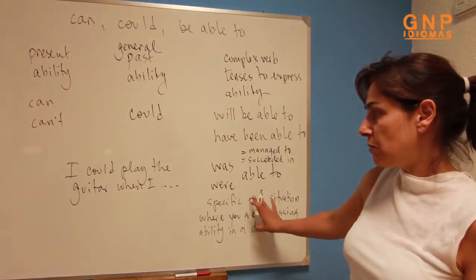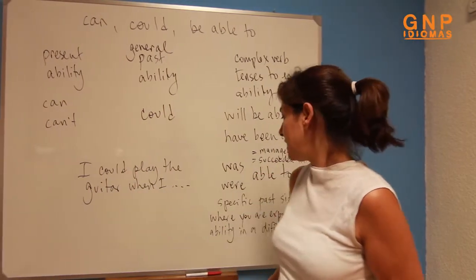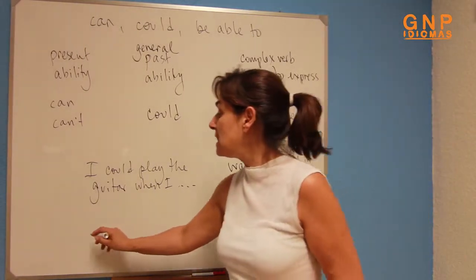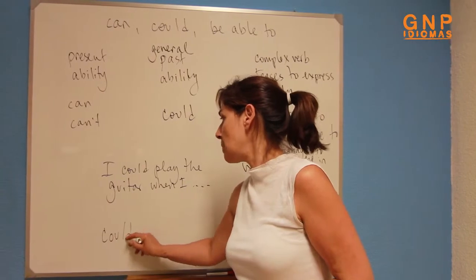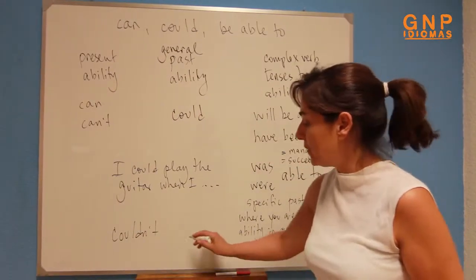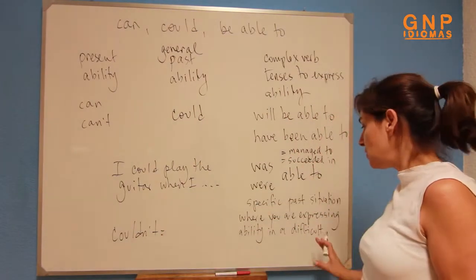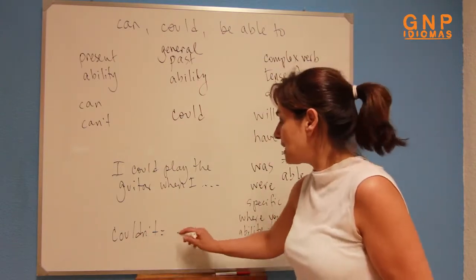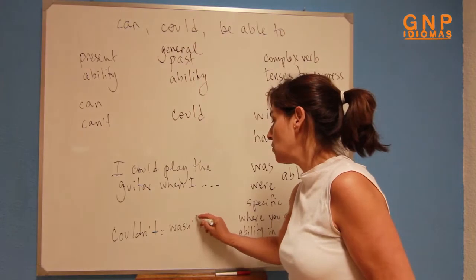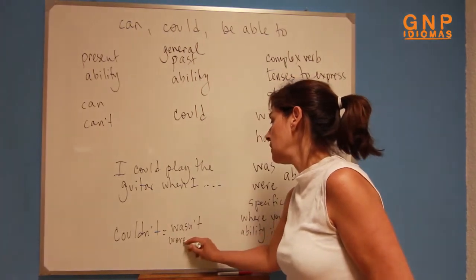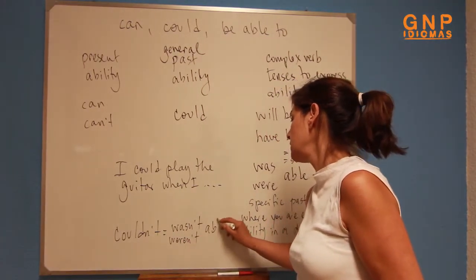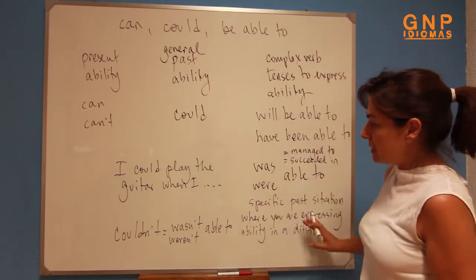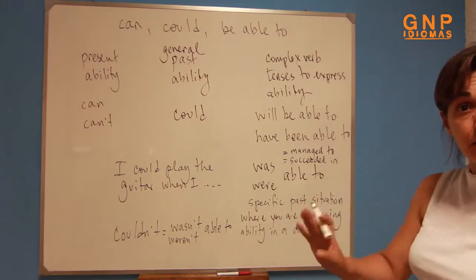Specific situation that implies difficulty, general past ability. Now the curious thing about this, and after explaining all of this, is that in the negative, there is absolutely no difference, all right? So after explaining this to the students, you have to tell them that couldn't is exactly the same as wasn't or weren't able to. Okay? So, in affirmative, there is a clear distinction. In the negative, they're identical.